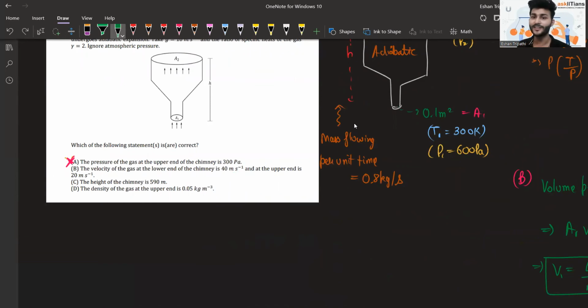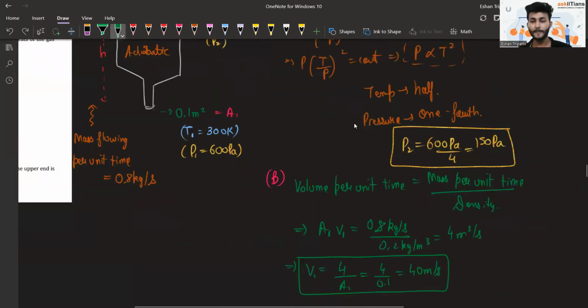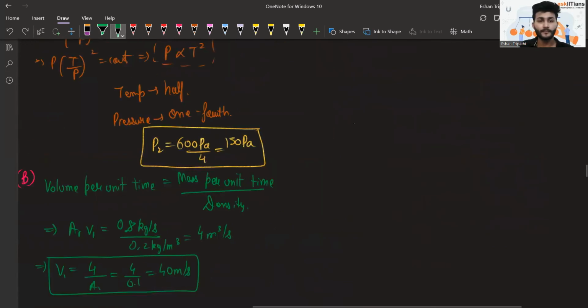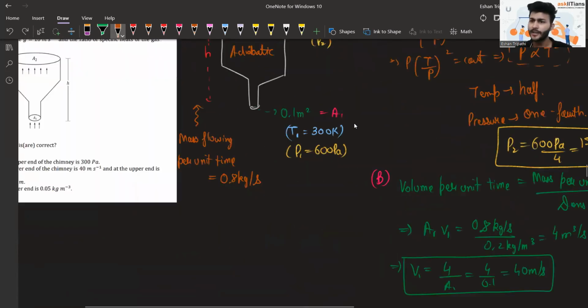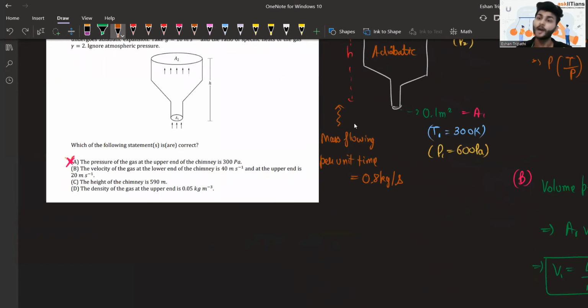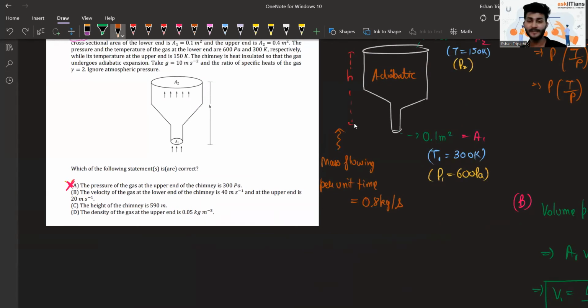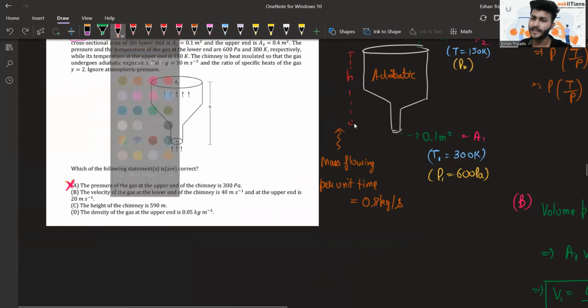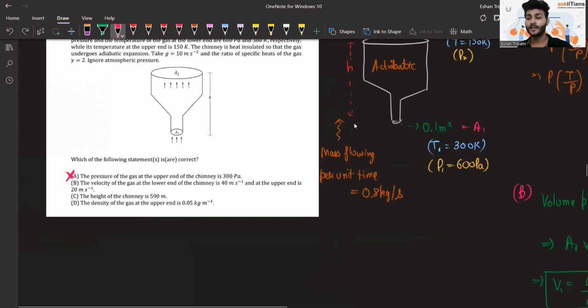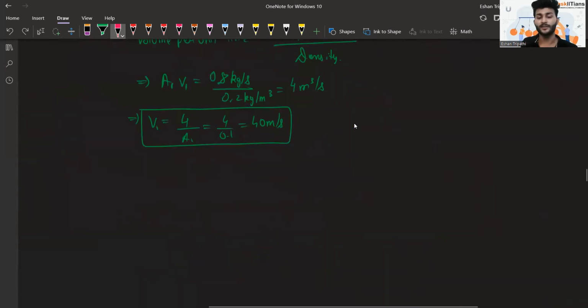But we still need to check if at the upper end the speed is 20 meters per second. Now, how are we going to find that? Can we use the continuity equation over here, A1 V1 equal to A2 V2? Now we cannot do that because it's an adiabatic expansion. It's not an incompressible liquid. The continuity equation is true only for incompressible liquids. So we cannot use A1 V1 equal to A2 V2. But what is the process that drives this motion? Adiabatic expansion. So we cannot use this, but we can certainly use this relation.